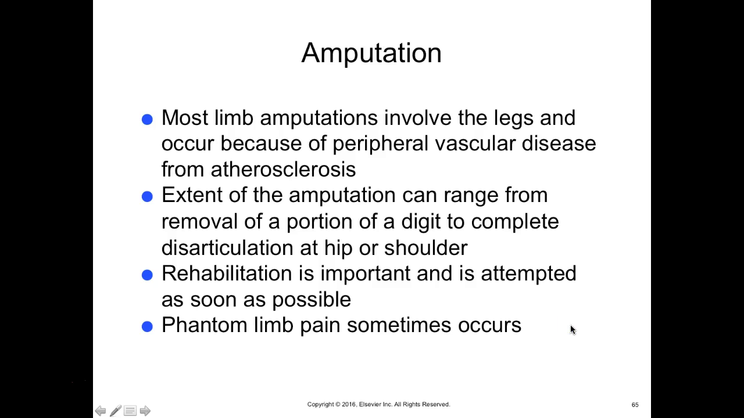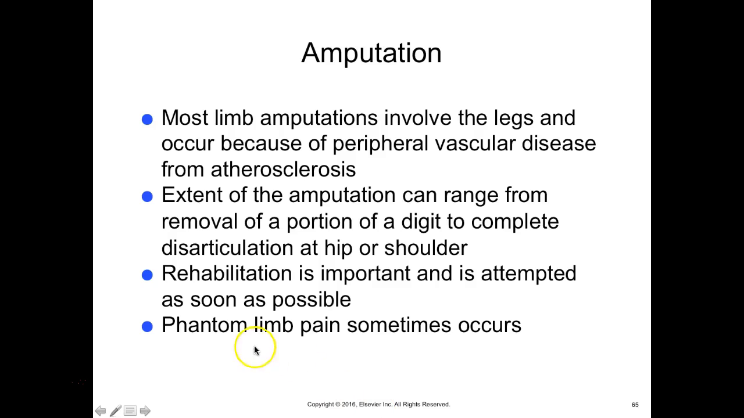All right, amputation. Most limb amputations involve the legs and occur because of peripheral vascular disease from atherosclerosis, so plaque buildup in the arteries. The extent of the amputation can range from removal of a portion of a digit to complete disarticulation at the hip or shoulder. Rehabilitation is important and is attempted as soon as possible.